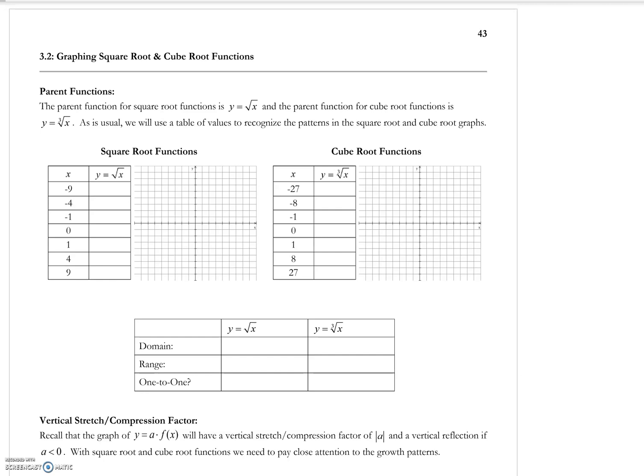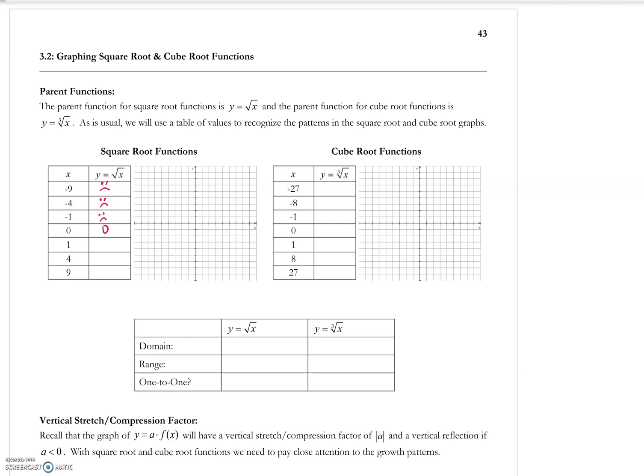So if I plug in the number -9 and I ask myself, what is the square root of -9? I know that that does not actually exist. You cannot find one number times itself that will give you a negative number. So that means that I cannot take the square root of -4, and I cannot take the square root of -1. But I can take the square root of 0 to get 0.